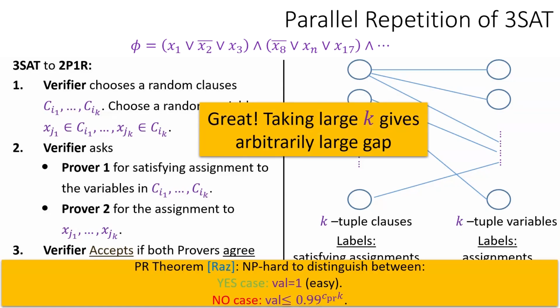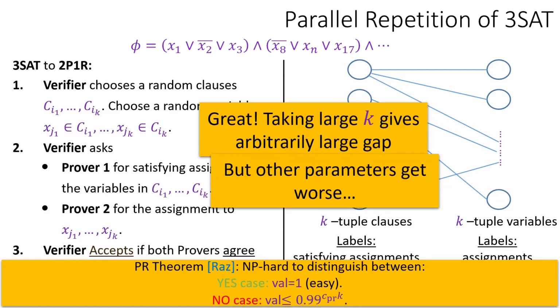And if you start reductions from this problem, which is what often happens in the literature, you can start proving much better hardness of approximation results. So parallel repetition improves the soundness, but some of the other parameters become worse. So now we're going to complain about that.